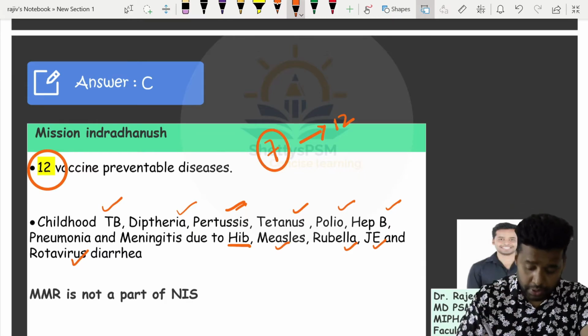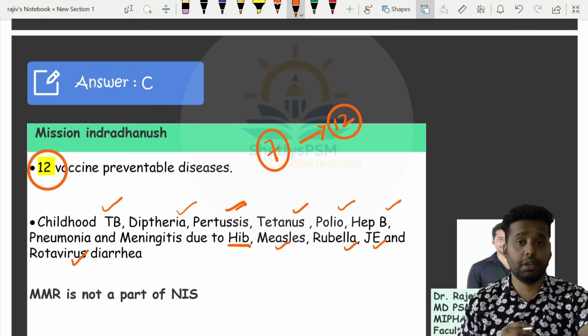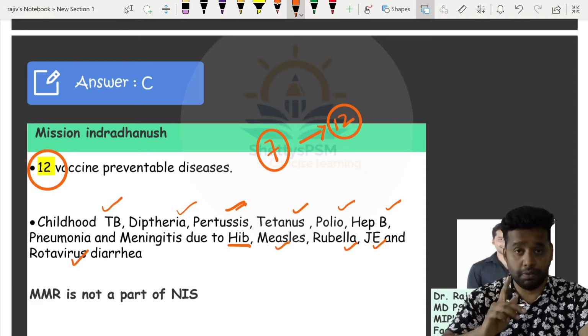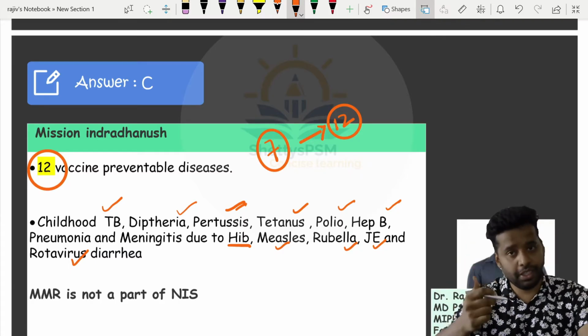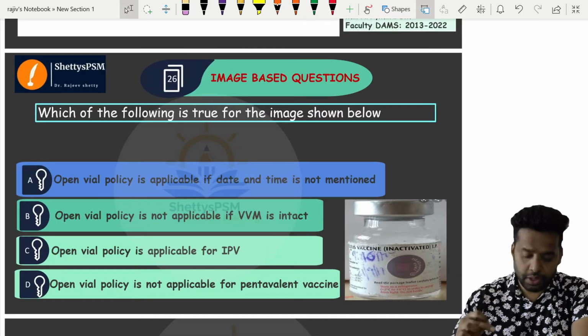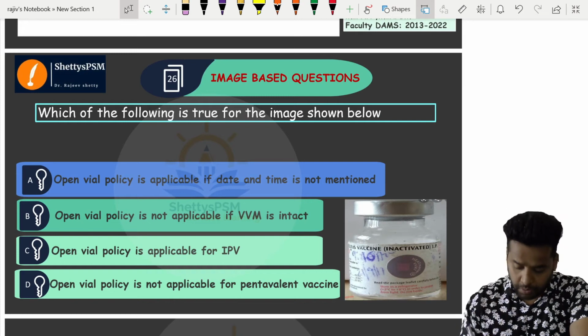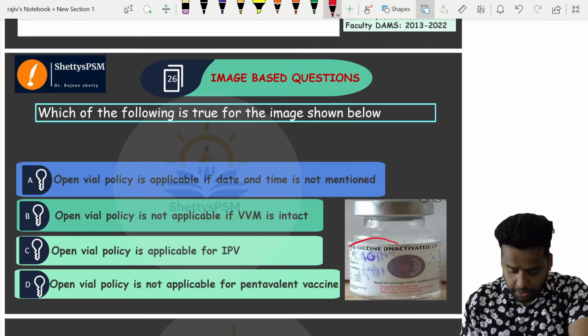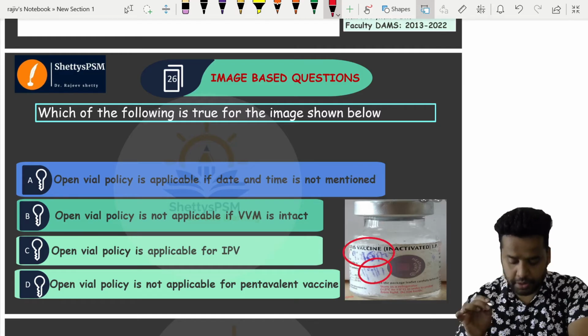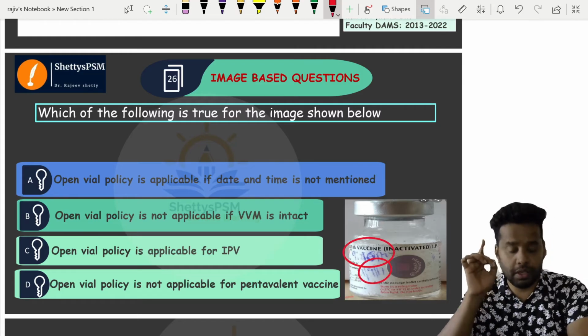Mission Indradhanush will target how many vaccine preventable diseases? Answer is 12, not 7. It has been updated to 12 vaccine preventable diseases. Good. Which of the following is true for the image shown below? What they're showing is a vaccine vial which has been opened, and the date and time is mentioned. So the question will be on open vial policy.